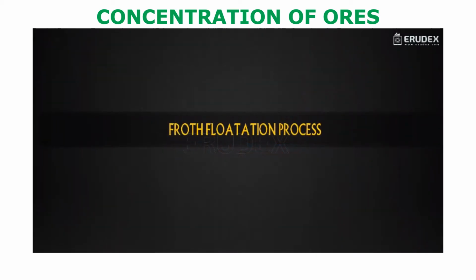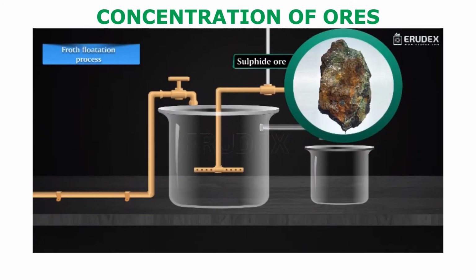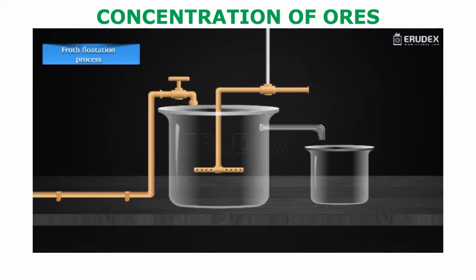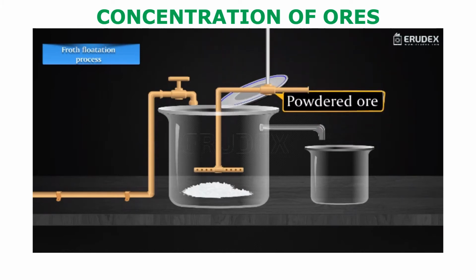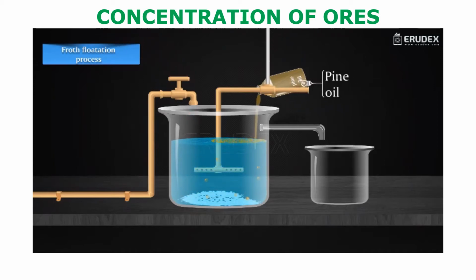Froth flotation process. This method is used for the concentration of the sulfide ore. The powdered ore is taken in a tank and some water is added. Add some pine oil to it. The compressed air is passed through the contents of the tank.